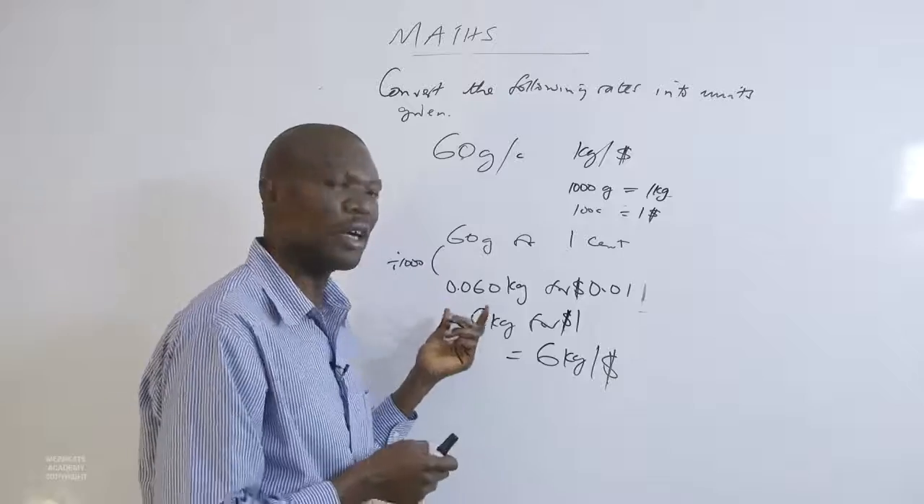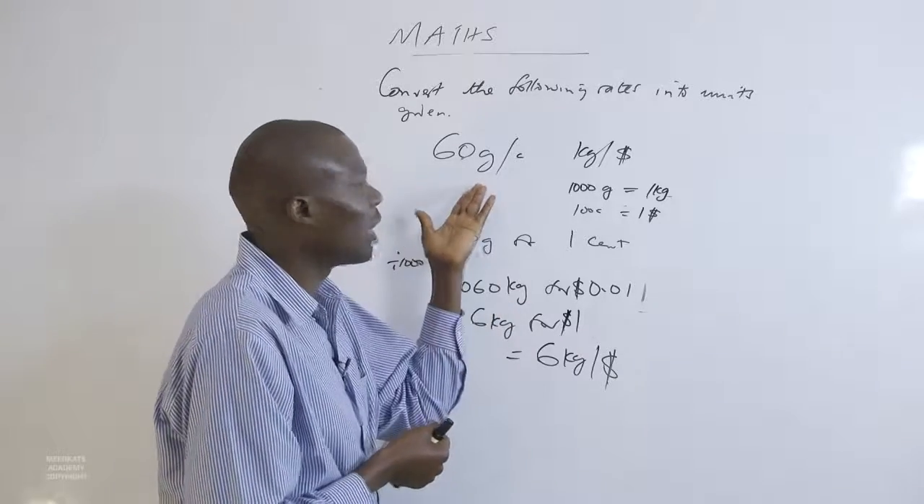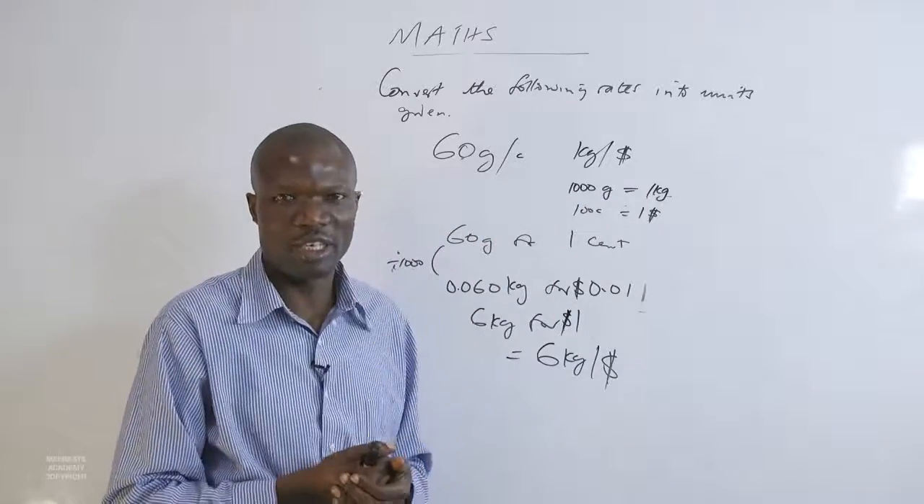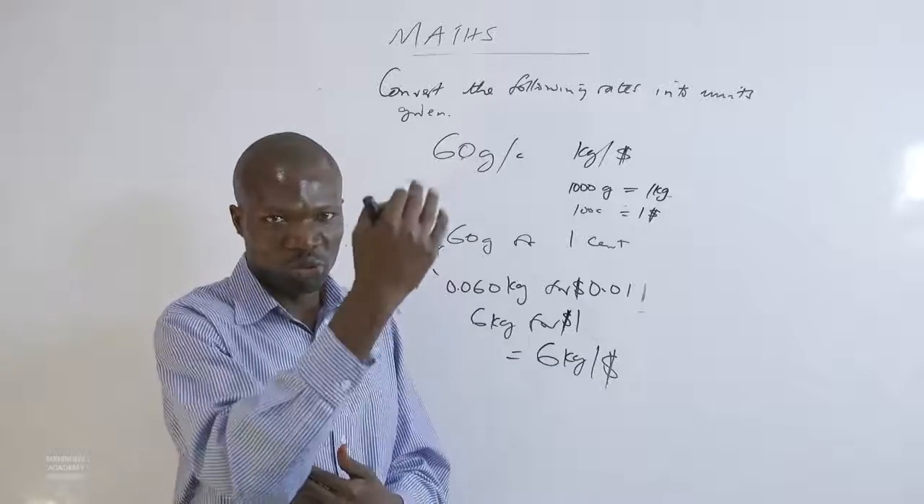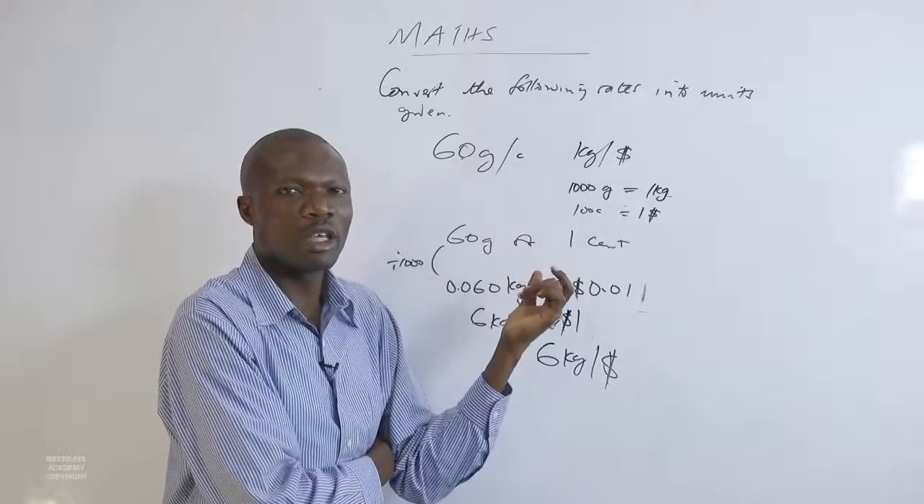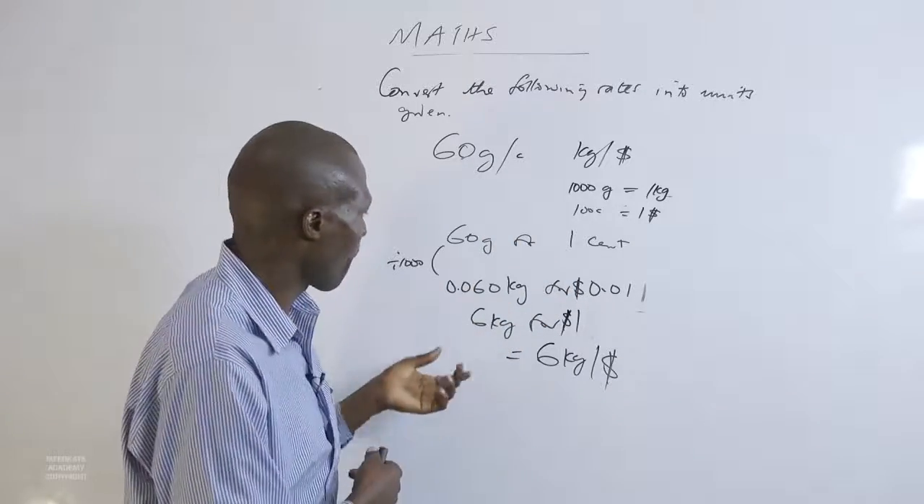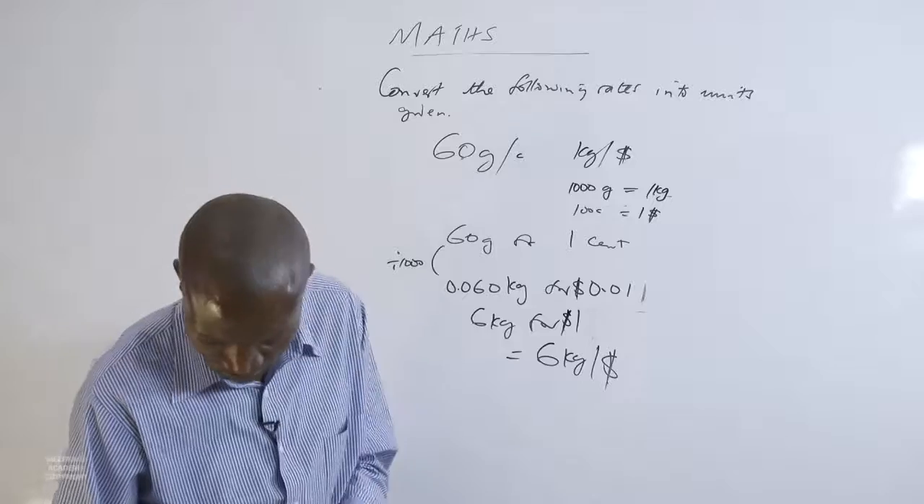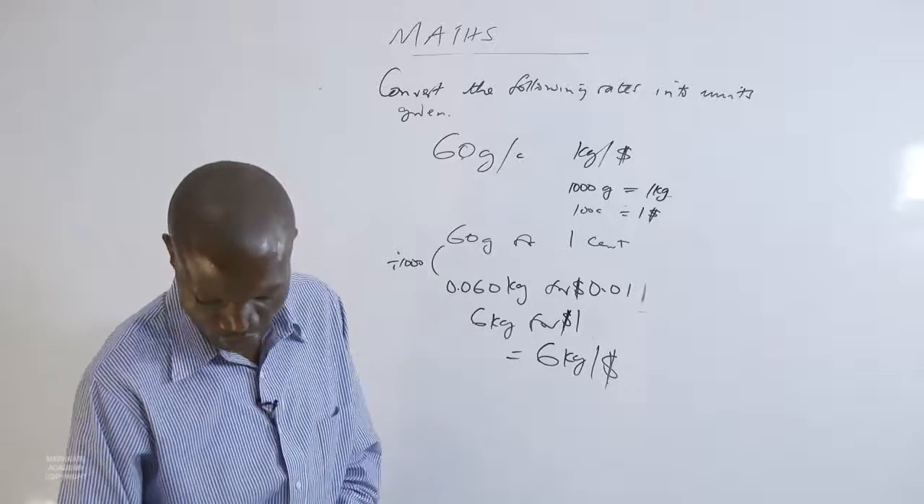So the knowledge here: we were moving from smaller units to bigger units, like moving from centimeters to meters. The other one we've been multiplying, but this one requires us to divide. And that is what we have. We can look at one more.